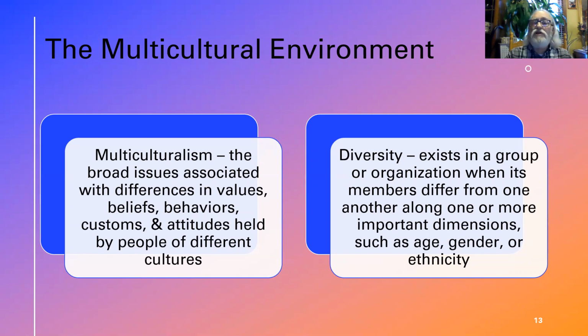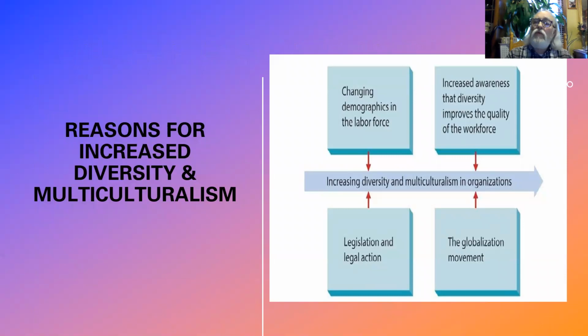And diversity exists whenever we start to have people who differ from one another in important areas like maybe age, gender, ethnicity, and all those sorts of things. Disabled, in fact, would be a category of diversity. Now, there are reasons for this increased diversity and this multiculturalism that is out there today. The labor force has changed, the demographics of it.